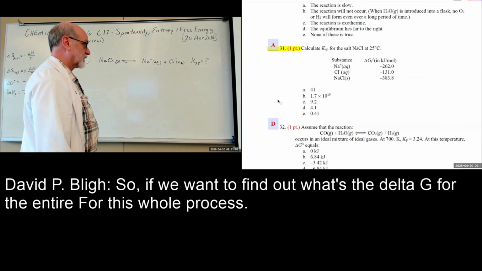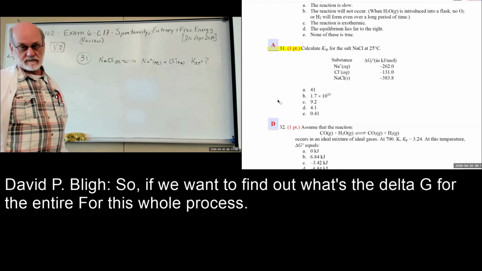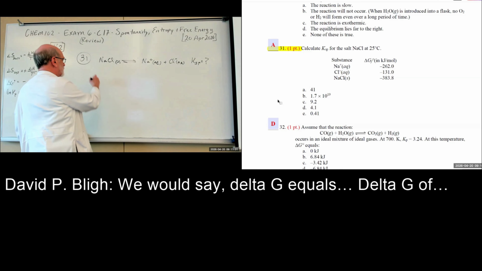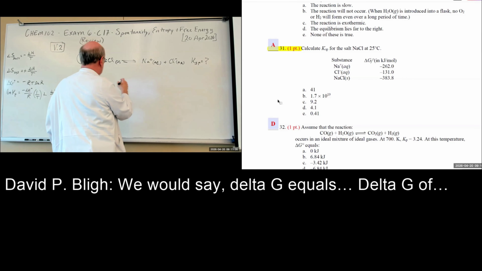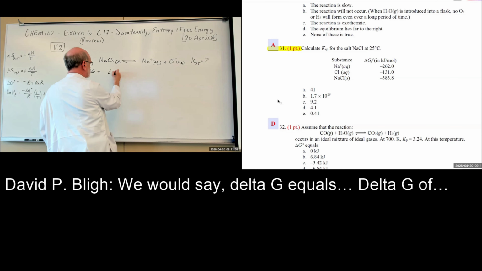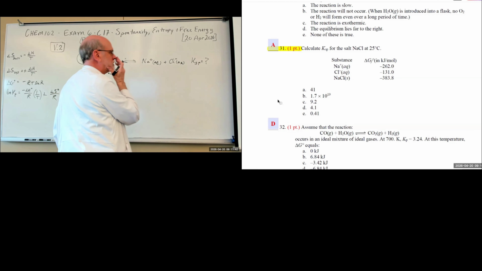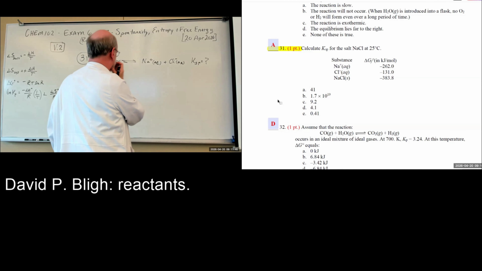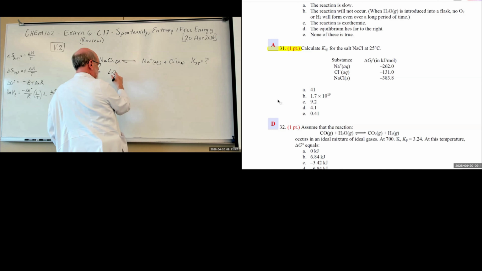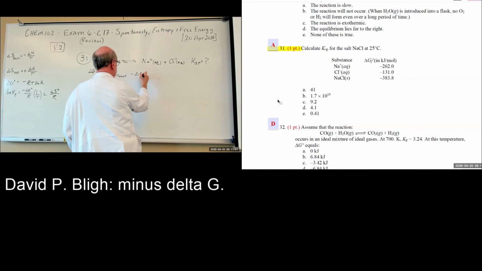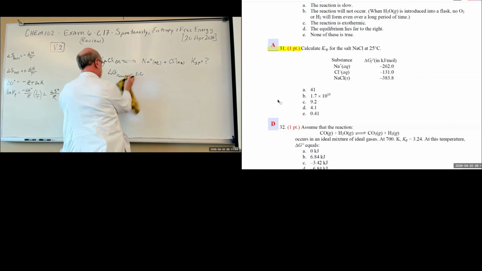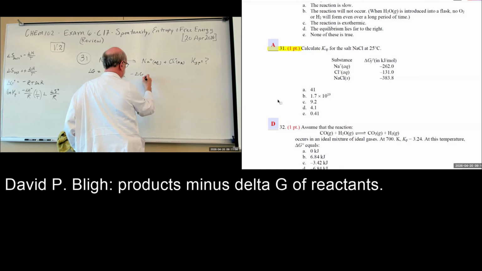So if we want to find out what's the delta G for this whole process, we would say delta G equals delta G of products minus delta G of reactants.